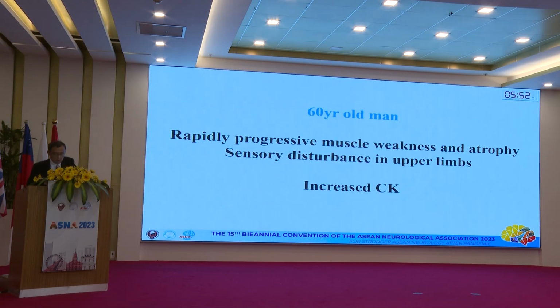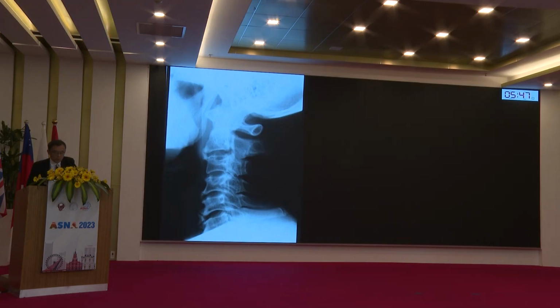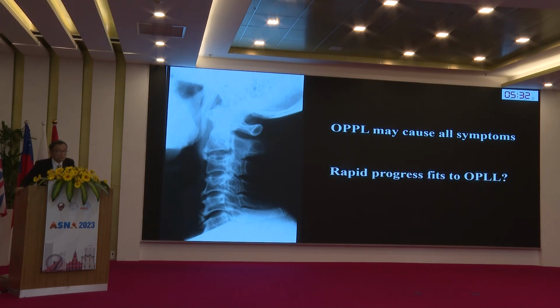So another example is a 60-year-old man with rapid progressive muscle weakness, and he had an OPL here. In this case, maybe the hyperreflexia is explained by this region, and the segmental weakness, atrophy, and segmental sensory disturbance they all have. However, the CK is 500, a bit rapid progression, and actually the outpatient clinic doctor sent this patient inpatient, and I was there at that time, and they considered something like a muscle disorder together with OPL.